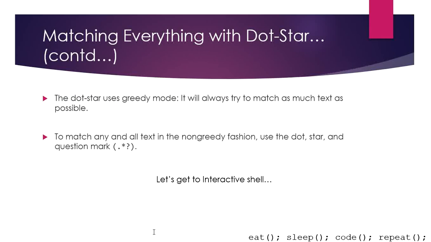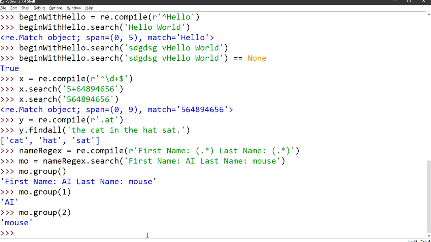So the dot star uses greedy mode. It is also greedy, it's going to match as much as possible. Similarly, if you need the non-greedy version, you're going to use a question mark to match any and all text in the non-greedy fashion. You're going to use dot star and a question mark. Let's get to the interactive shell and try this out also. So, non-greedy matching.